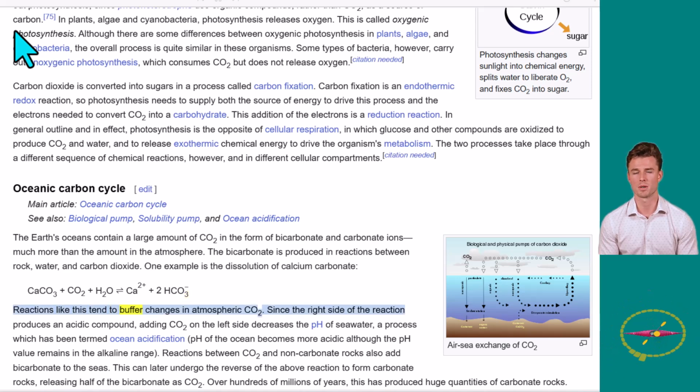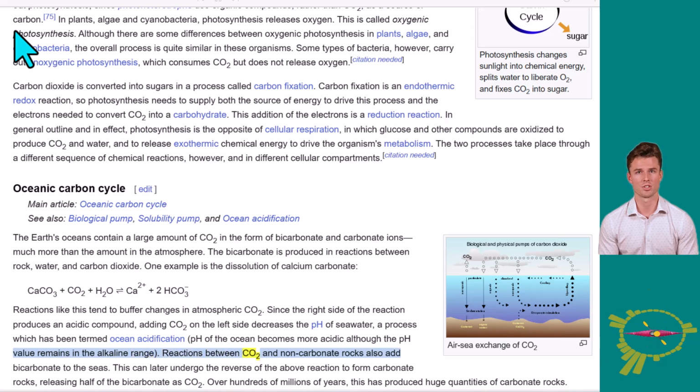Reactions like this tend to buffer changes in atmospheric CO2. Since the right side of the reaction produces an acidic compound, adding CO2 on the left side decreases the pH of seawater, a process which has been termed ocean acidification. The pH of the ocean becomes more acidic although the pH value remains in the alkaline range.